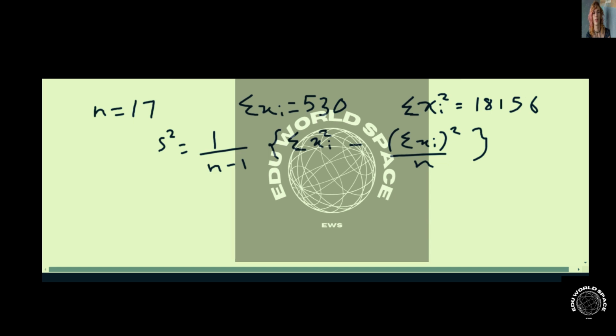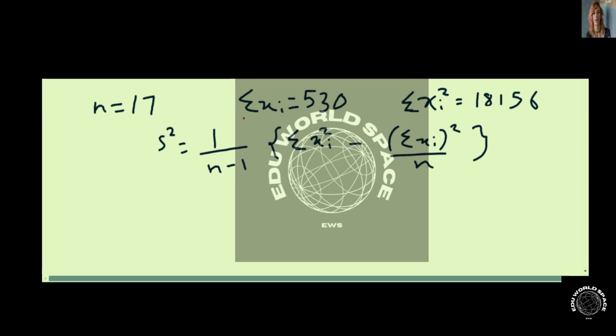For this question, we've been given a sample of size 17. The first two things we do is find two descriptive statistics, which are summation of xi, which is basically the sum of every term we have in our sample. And in our case, this comes to 530. I have it noted down here.